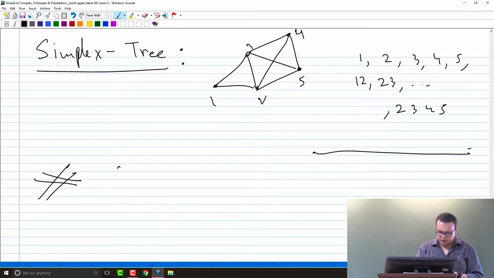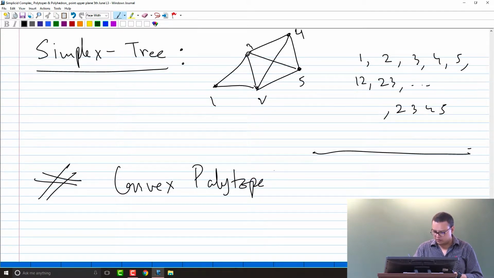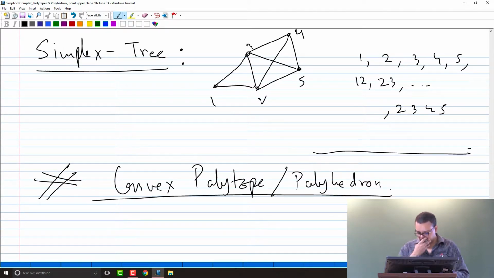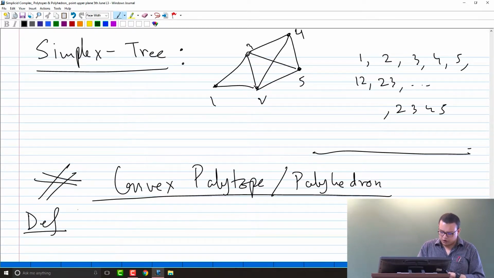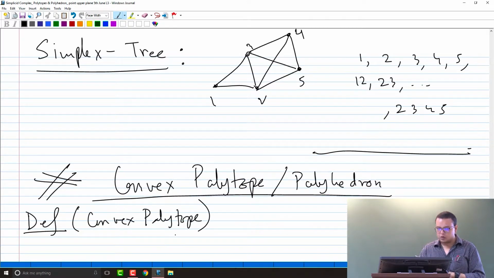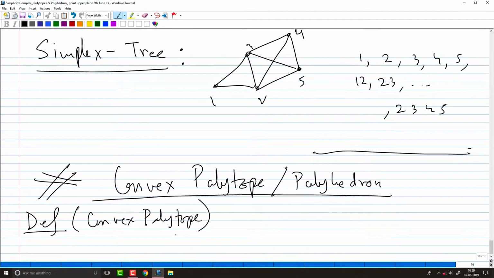Okay, so now we will be looking at convex polytopes, and polyhedra, for the rest of the class. Let us go to the definition first. What is a convex polytope, or sometimes we will just say polytope? A polytope is nothing but the convex hull of a finite set of points in R^d. That is it.